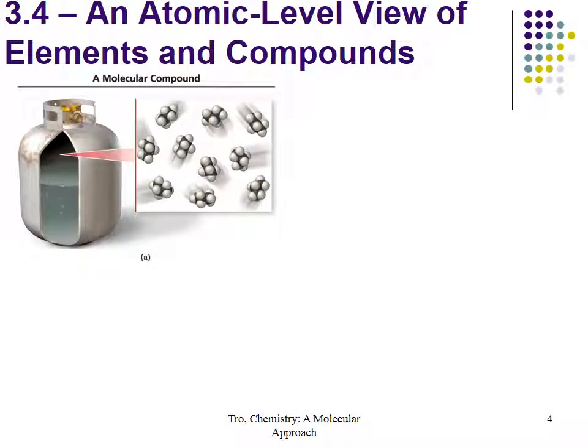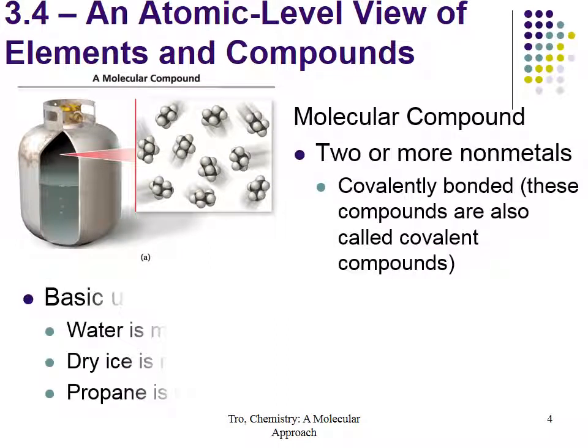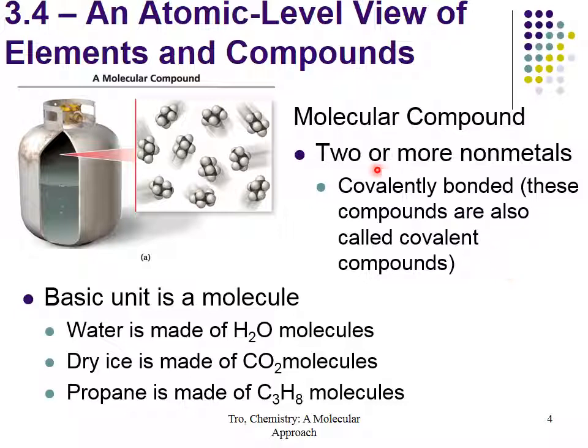Under the compound side, we're looking at the molecular compounds first. We need to have 2 or more nonmetals. Now these nonmetals are bonded together with covalent bonds. Remember, that means that they're sharing their electrons. And the smallest unit that we can have is a molecule. So our example here is butane, and so we have individual butane molecules.